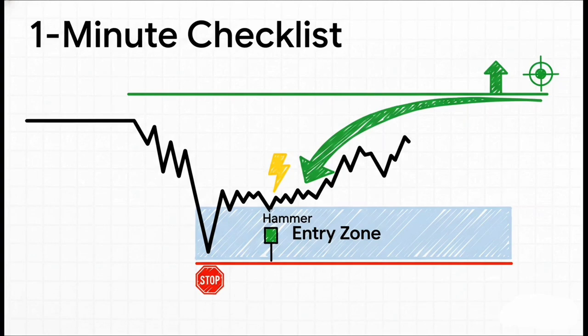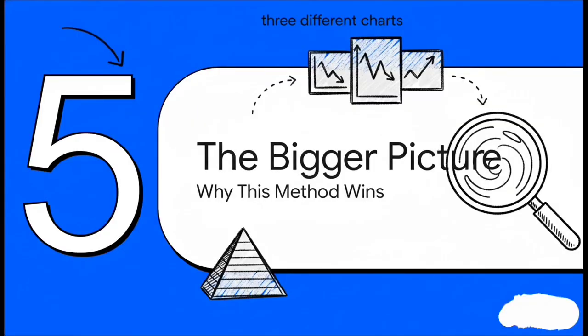And here is the magic of this whole thing. Our profit target isn't based on this tiny 1-minute chart. No way. It's based on the major swing highs from the 5-minute or even the 15-minute chart, which gives us a much, much larger potential profit. So yeah, that was a decent amount of work, right? Moving across 3 different charts.